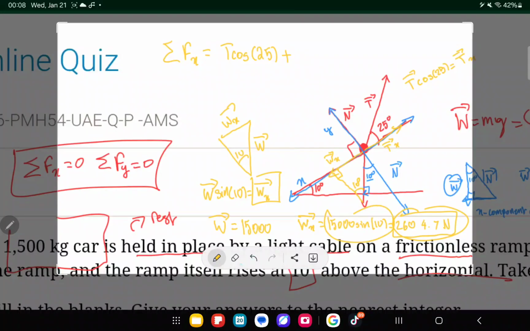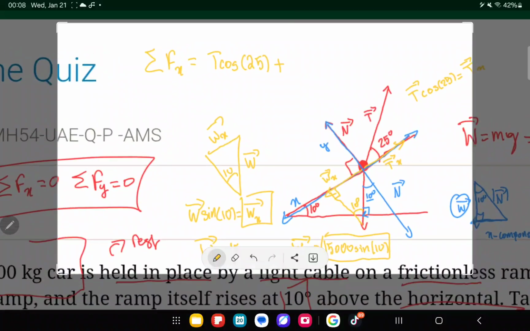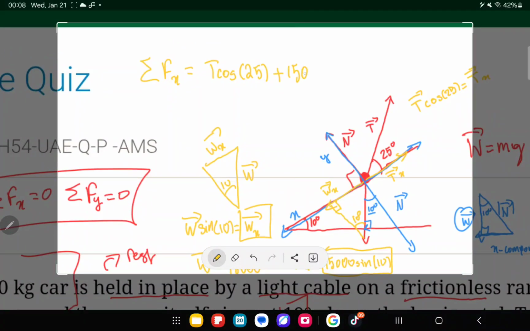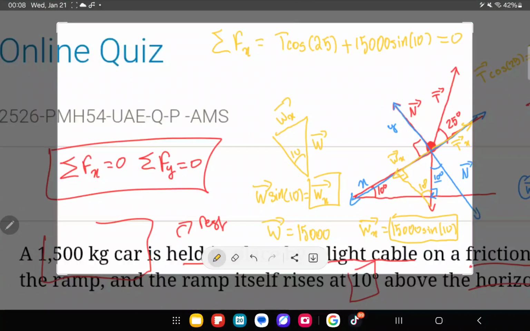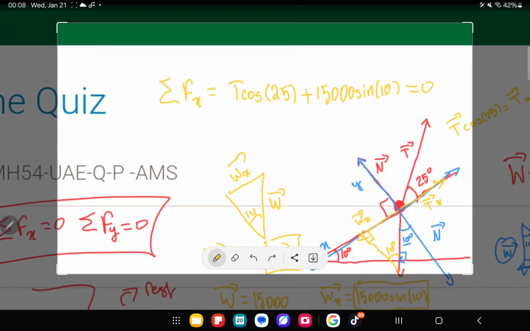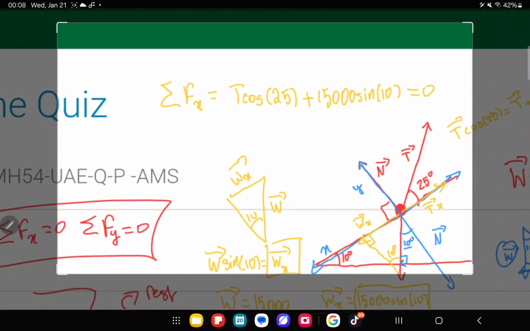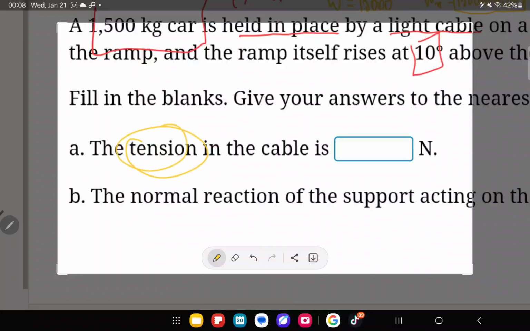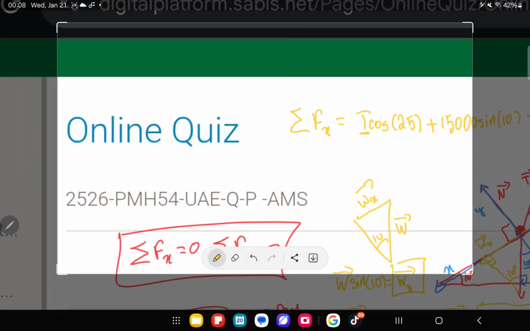We can just write this. This is way easier and way more exact. And now, we were already given that it's equal to 0, so I equated it to 0. Now, our goal is to find tension, so we'll find this value here.